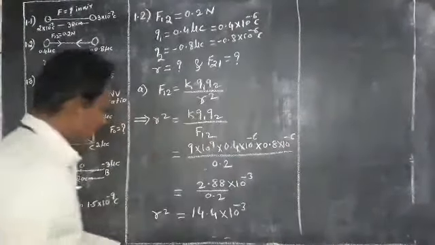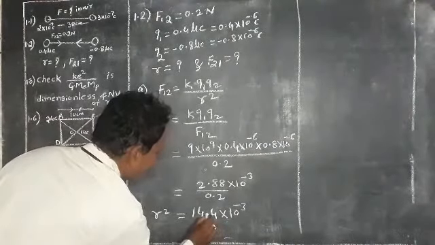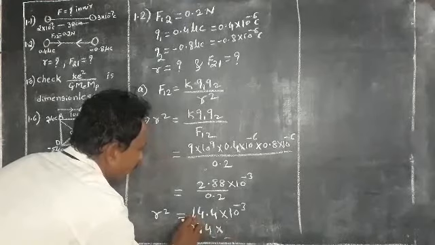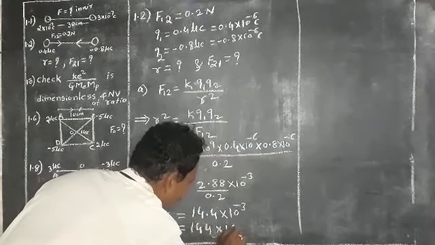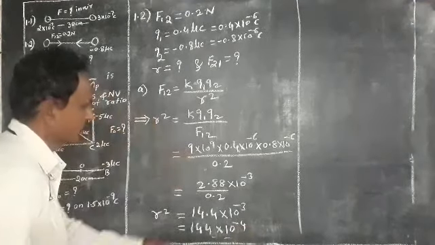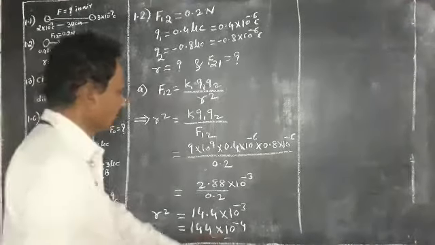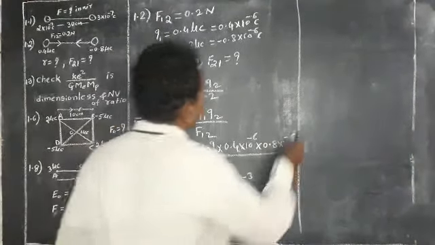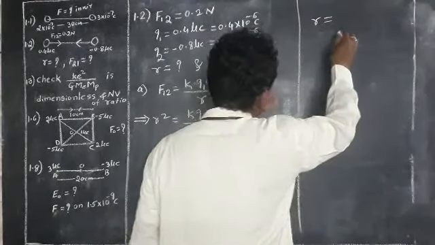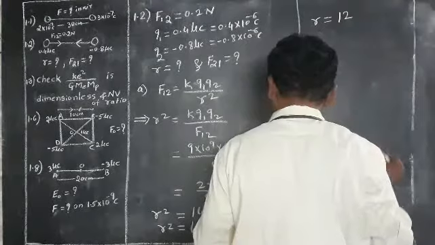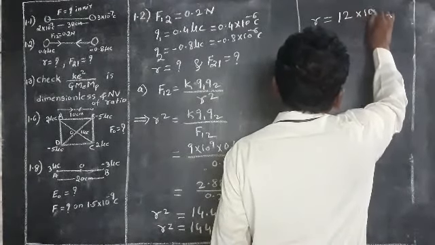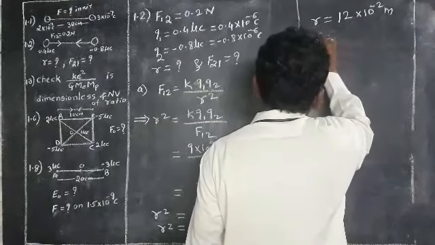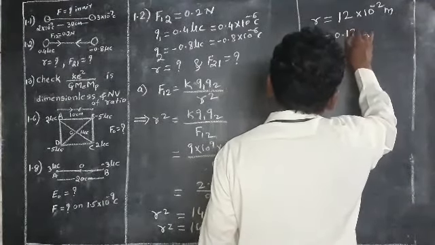Now this 14.4 into 10 raised to minus 3 can also be written as 144, that is multiply with 10 and divide it by 10, into 10 raised to minus 4. This is equivalent to 144 into 10 raised to minus 4. Now you can take square root on both sides. Square root of r square is r, and square root of 144 is 12, and square root of 10 raised to minus 4 is 10 raised to minus 2 meter, or it can also be written as r equal to 0.12 meter.